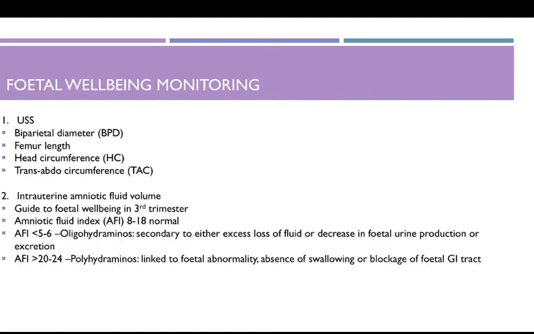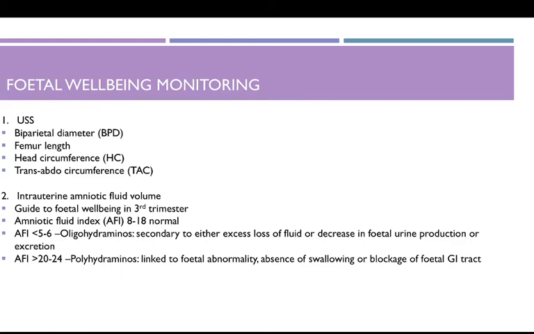Okay, so there are different ways that you can monitor fetal well-being. So the first is an ultrasound scan, and so with an ultrasound scan you can measure biparietal diameter, so that kind of gives you an idea about the growth of the fetus. Other things that you can look at are femur length, head circumference, and transabdominal circumference. So these are all measurements of growth, and they can give you an idea as to whether there's any intrauterine growth restriction.